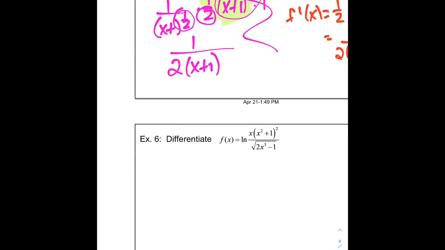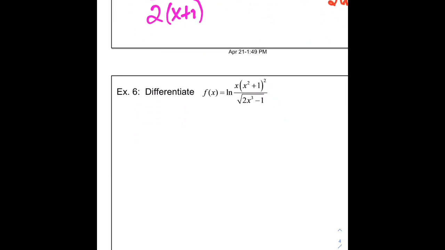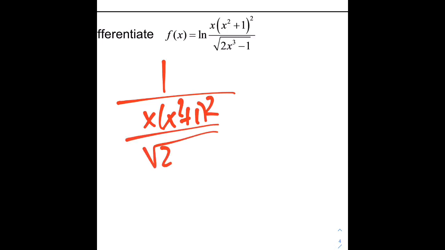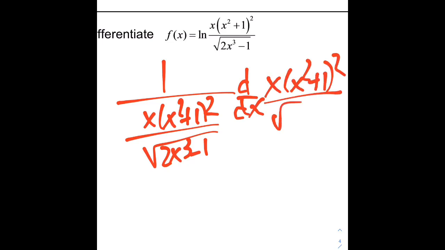All right, number 6. I can tell you right now, I will know if you bothered to watch this video. I will know if you bothered to look at your filled in notes, because if you are a student, do not put your pen down right now. Do not write this. If you're a student that starts this derivative by writing 1 over this, and then you're going to take the derivative of this, I'm just not going to grade it.